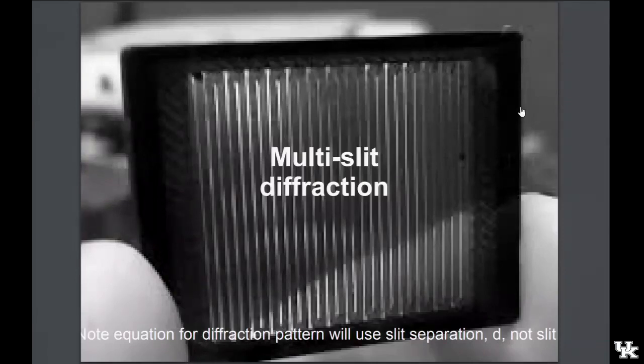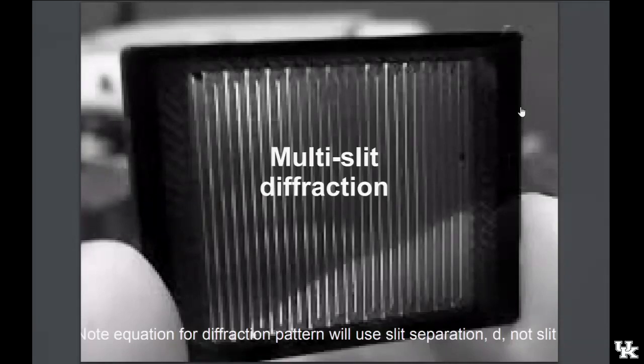just one point. In the single slit case, we developed an equation describing the single slit diffraction pattern. The parameter was the slit width. So A was the parameter of the obstacle that created the diffraction pattern. In this case, for the multi-slit diffraction pattern, the parameter is not the slit width, it's the slit separation. So you're going to see a D rather than A, and that D means the slit separation, not the slit width.